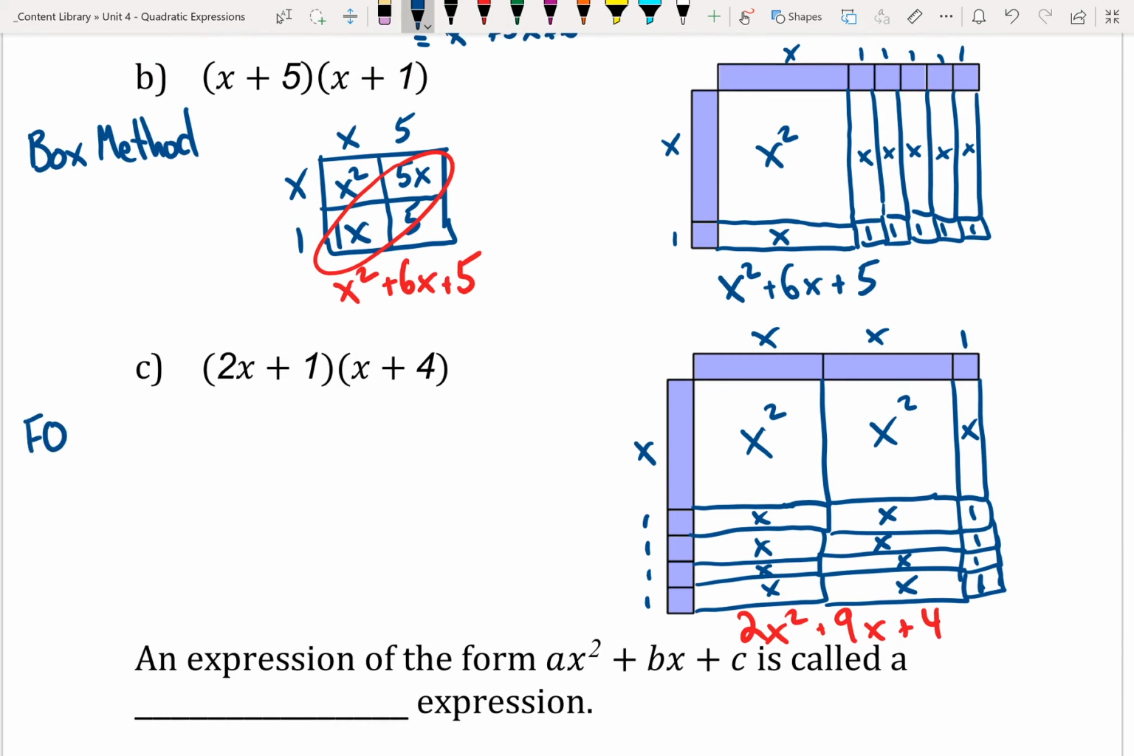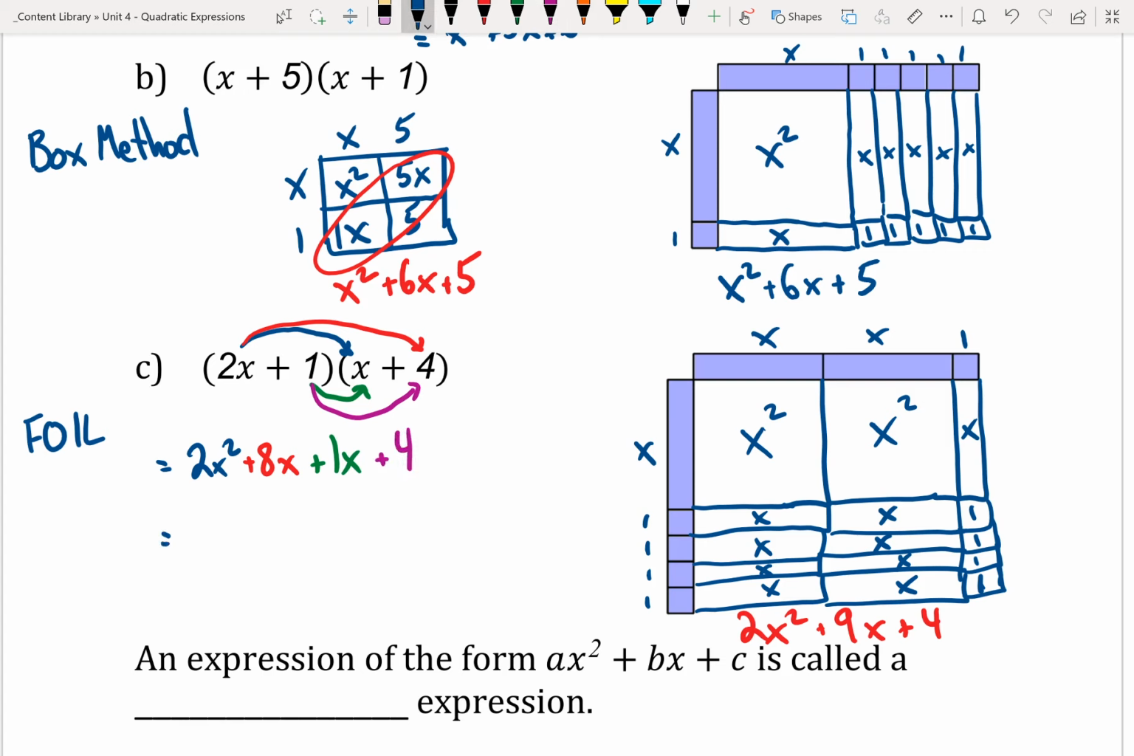If I was to do the FOIL method for this, again, remember FOIL is the first 2 numbers, then your last 2 numbers, then your inside numbers, and then your last numbers, and you're multiplying all of those together. So for the first numbers, 2x times x gives me 2x squared. 2x times 4 is 8x. 1 times x is 1x. And 1 times 4 is 4.